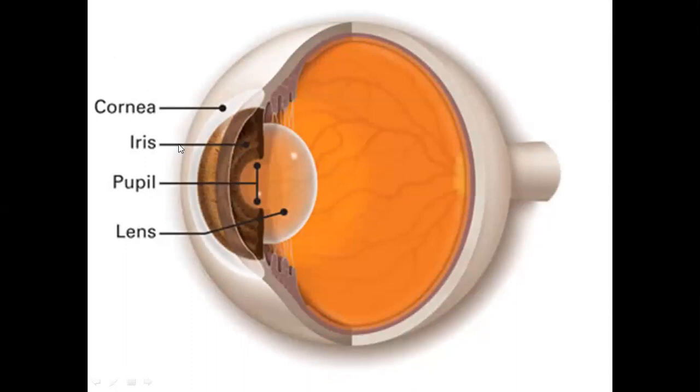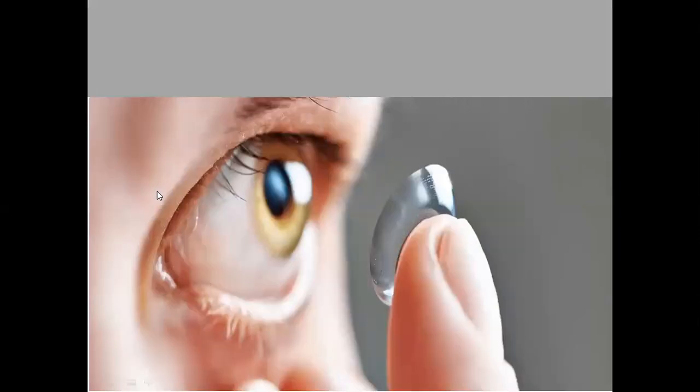Right? Cornea, iris, again pupil, lens. Sometimes they put contact lenses on the eye, right? At that time we are only putting a transparent part over the cornea of the eye, right?